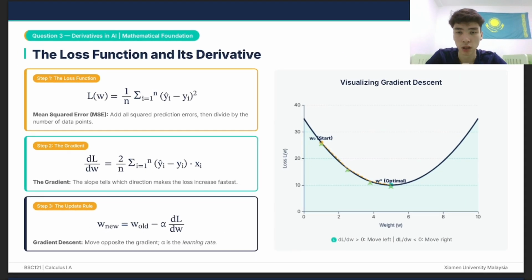Okay, now let's break down the mathematical foundation. In the first step, we define the loss function.